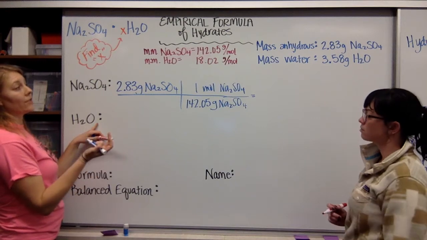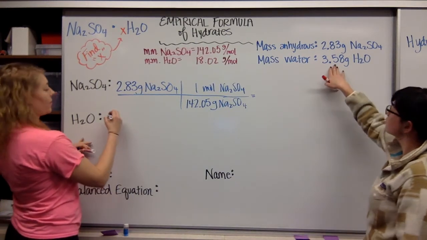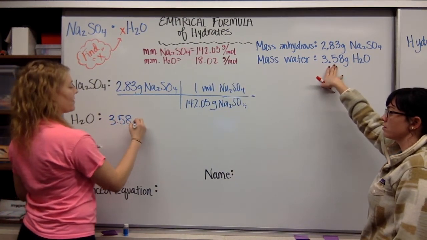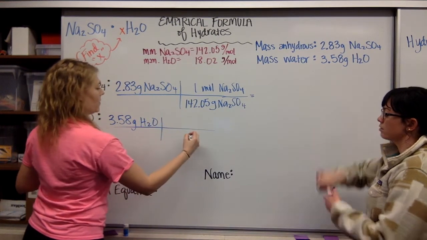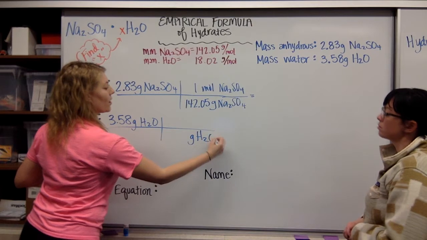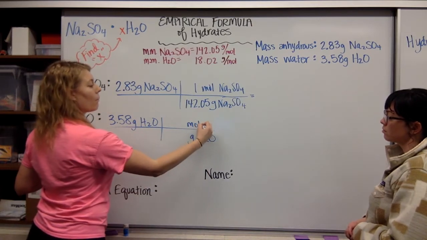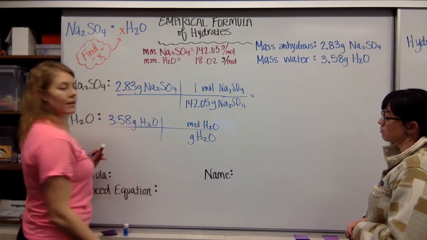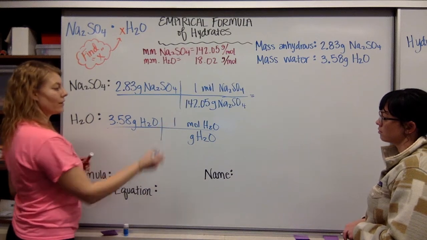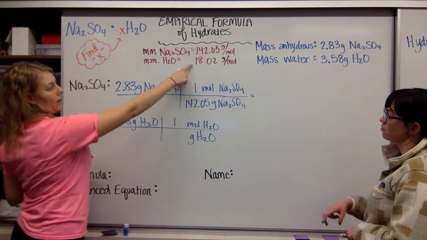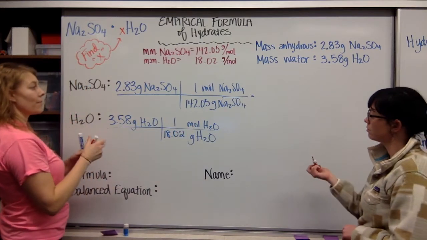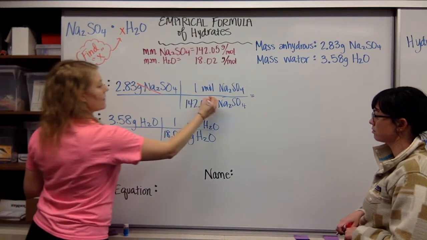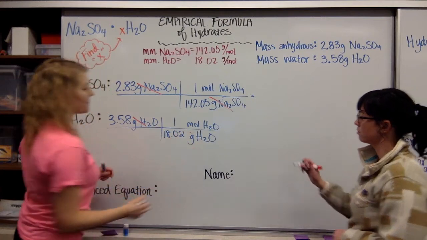For water, we have to do the same thing. We're starting with 3.58 grams of water. Grams of water goes on bottom. Moles of water goes on top. How many moles? 1 mole. What's our molar mass of water? I have it right here, 18.02. And remember, our units cross off. Grams is gone for both of them.